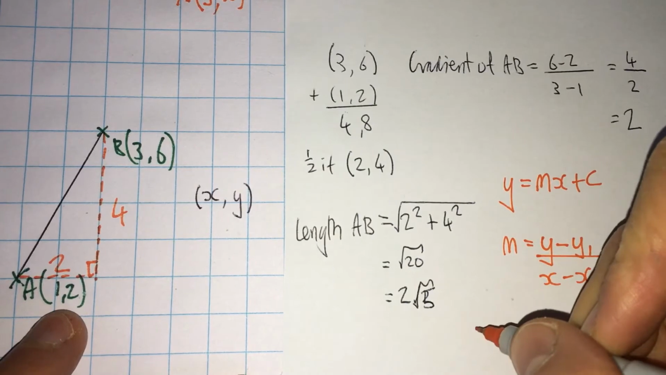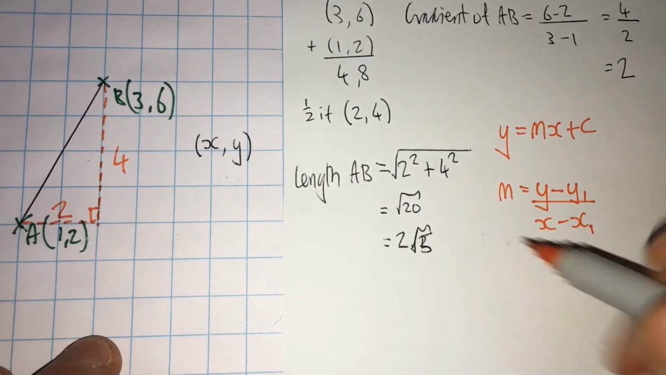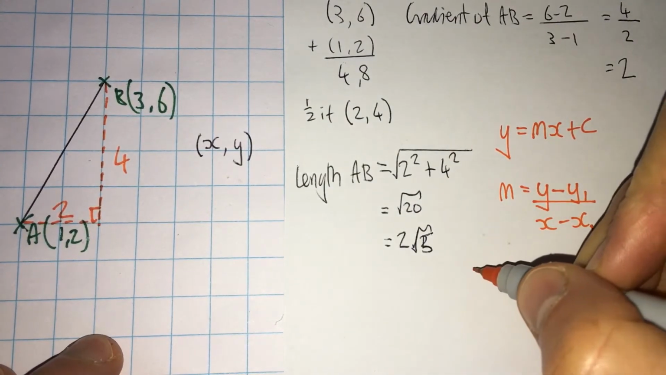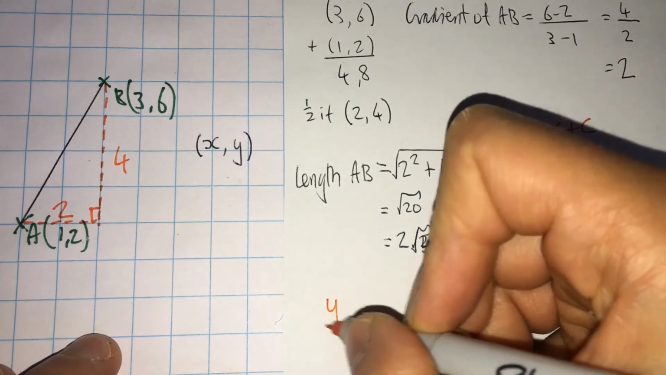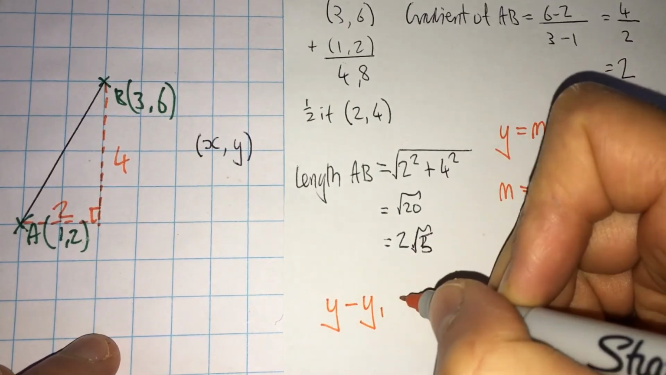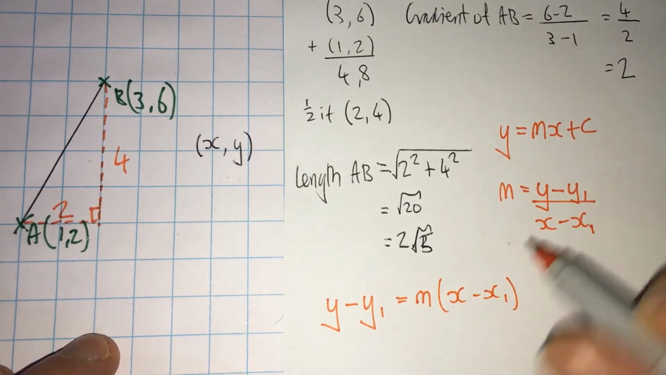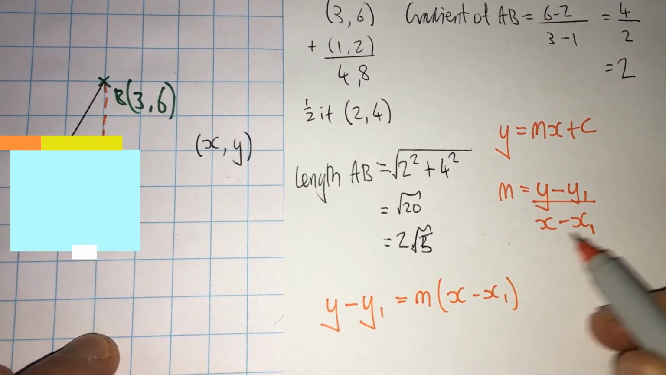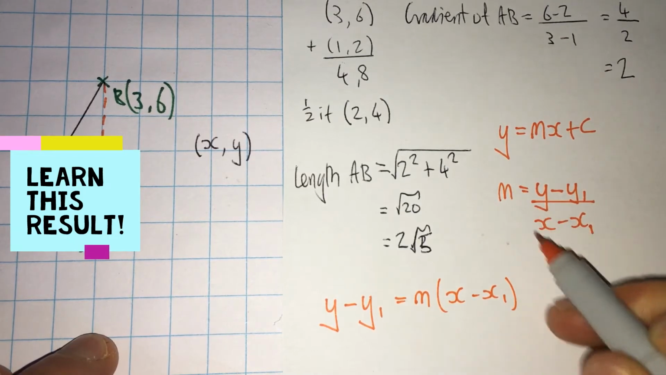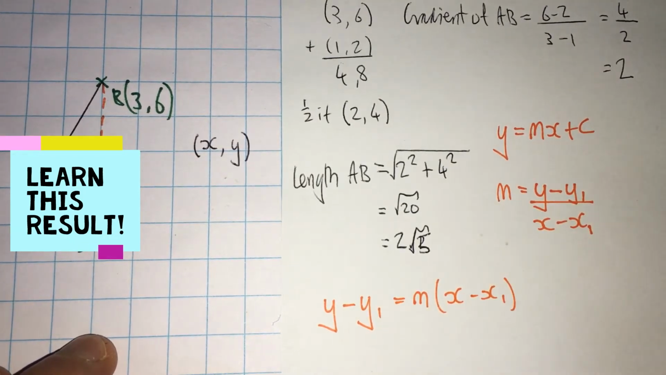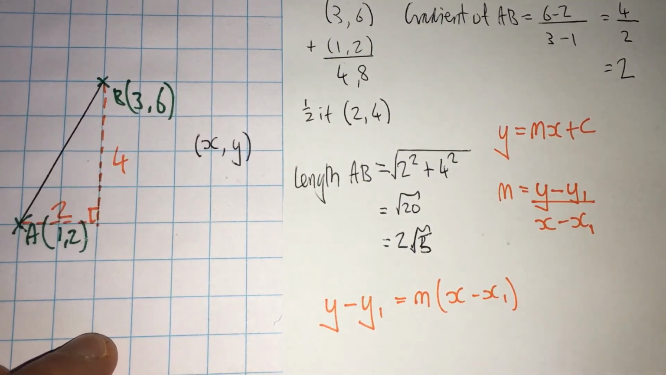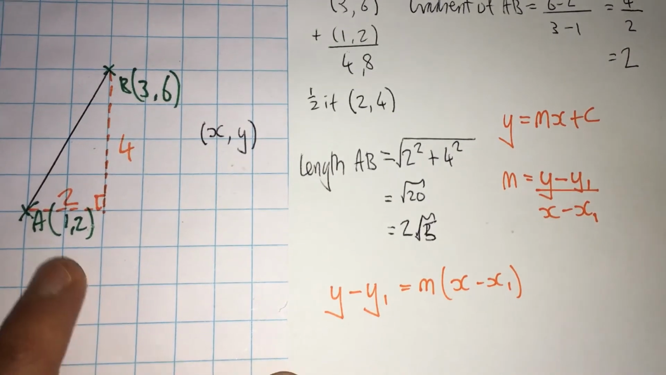So let's just move that up a bit so we've got some more space. I'll do it down here: y minus y1 equals m brackets x minus x1, and that's just a rearrangement of this by bringing the division here to a multiplication on the left hand side there. Now we can use this to work out the equation of this line.